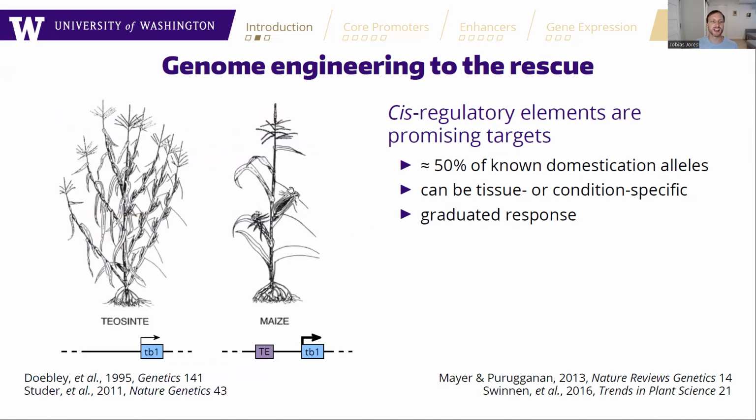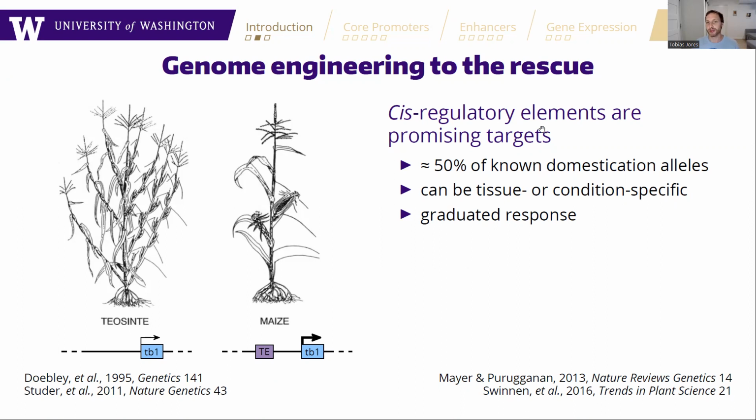To illustrate this, here is a picture of teosinte, the wild ancestor of maize. We know that during evolution, a transposable element jumped in front of the TB1 gene in the maize genome. Because of this transposable element, the TB1 gene is now expressed at higher levels. This leads to many of the striking morphological differences between the two plants, and which in the end really is the reason why maize is such an efficient crop for us nowadays.